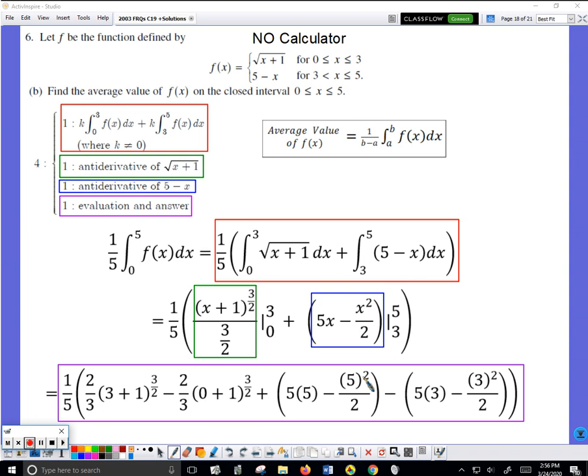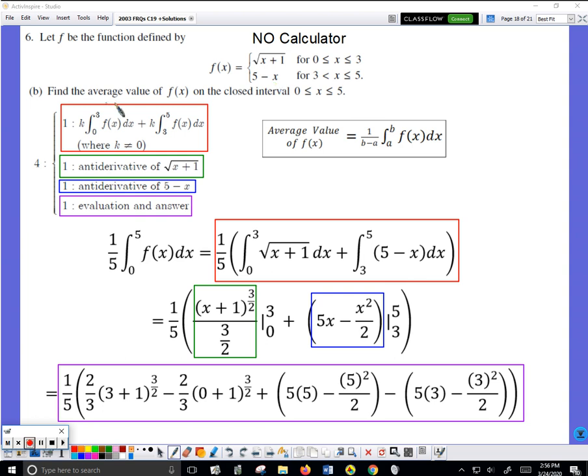So same FRQ, new question. Find the average value of f on the closed interval from 0 to 5. To be honest, finding the average value of a function is actually now on the list of things that won't be tested. However, it's a really simple formula, and I gave you this problem because they will test you on finding antiderivatives. They'll also test you on working with piecewise functions. So I felt like it was still highly worthwhile to include this question.